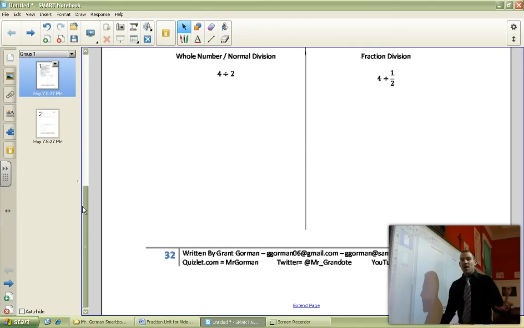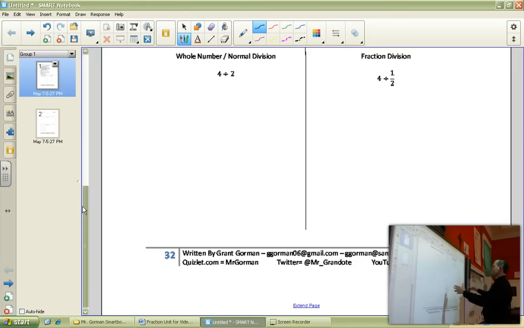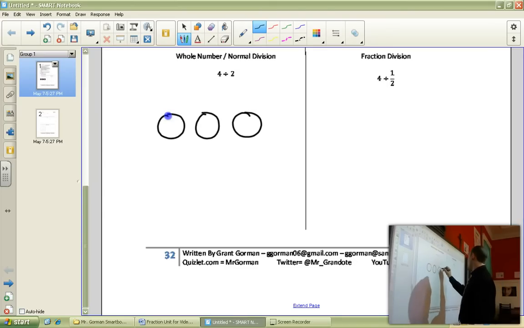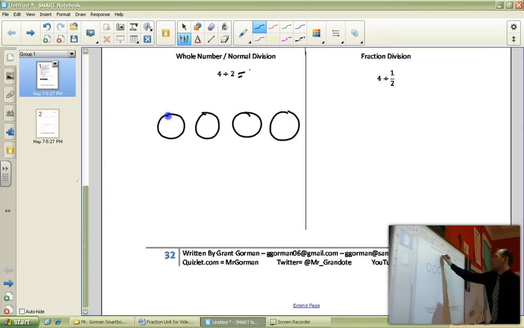Now, I want you to relate whole number division to fraction division, and this is how we're going to do it. I have 4, and I'm going to divide it by 2. You guys know that 4 divided by 2 is 2. I don't have to tell you that.